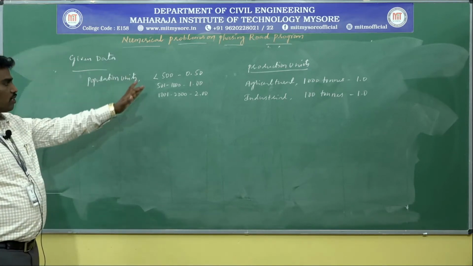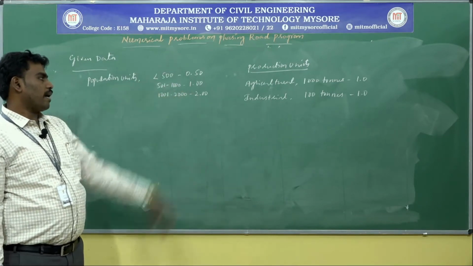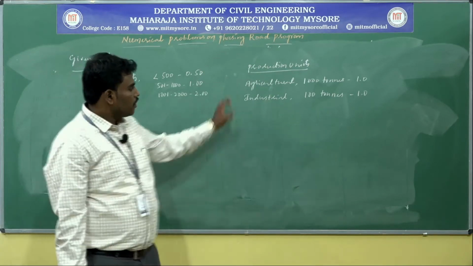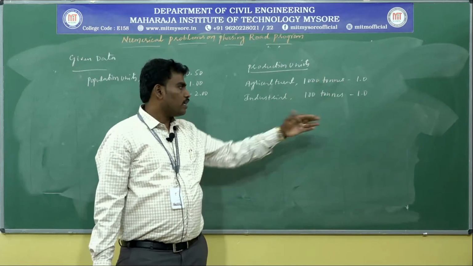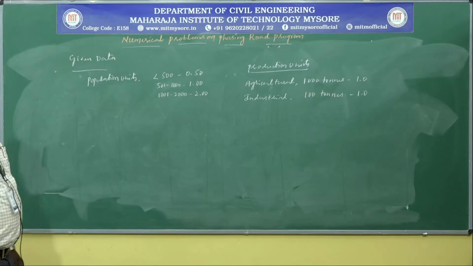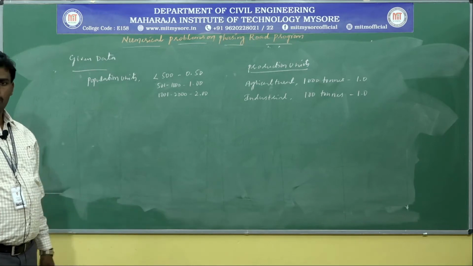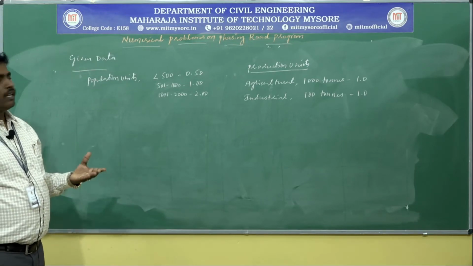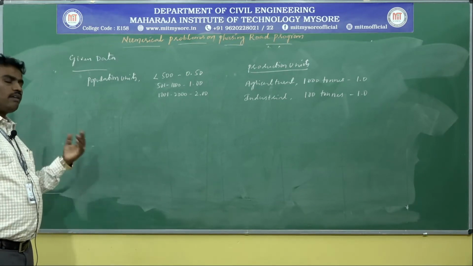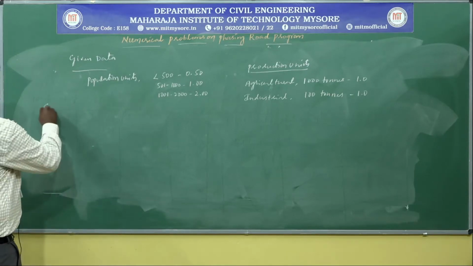See here, population units for the three population ranges, that is less than 500, 501 to 1000, 1001 to 2000, they have given 0.5, 1 and 2. And for production units, they have given agricultural and industrial. For agriculture 1000 tons is equal to 1 unit, and for industrial 100 tons is equal to 1 unit. Is it clear? Okay, whatever tabular form they have given for the problem, in a similar manner we have to draw the tabular form. In the tabular manner itself we are going to solve the problem. I will move on to the solution.